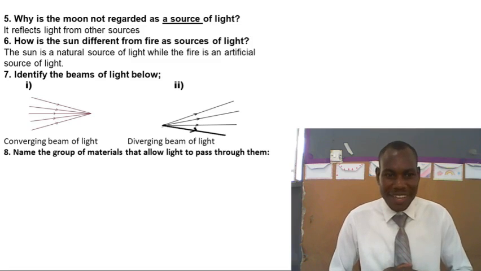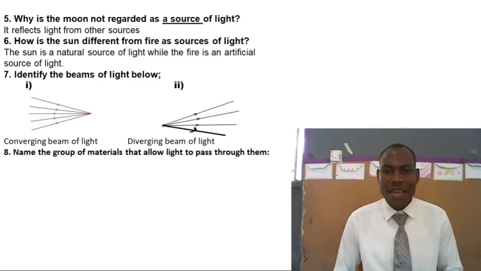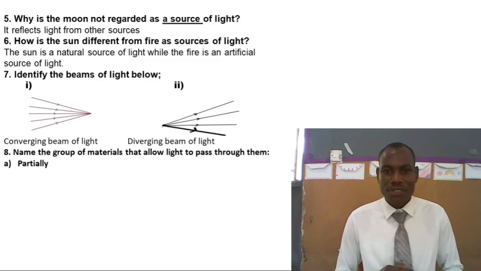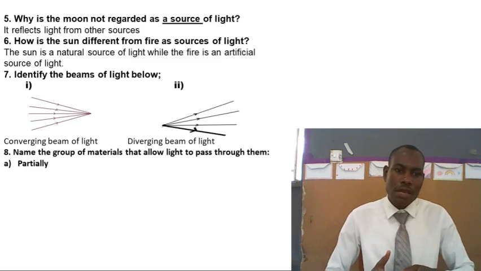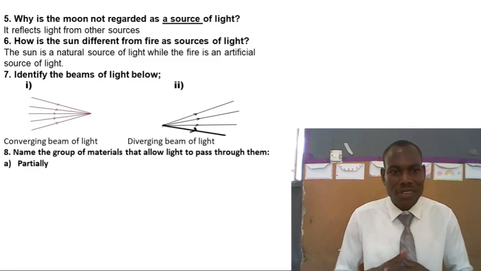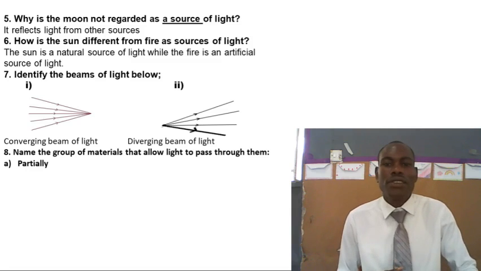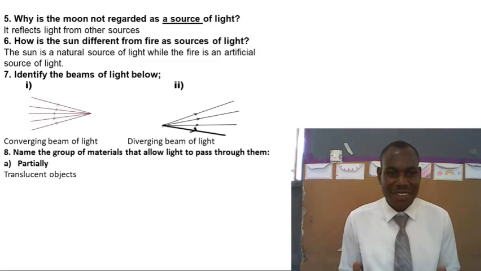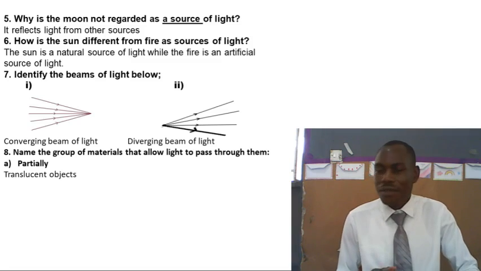Now, let us look at our question number 8. What is our question number 8 saying? Let us read it together, candidates. It says, name the group of materials that allow light to pass through them. Then we have part A, which says partially. What does that mean? There is a group of materials that allow light to pass through them partially. That means not all the light passes through. Just little light passes through. Those materials are called translucent materials. Can you say translucent materials?